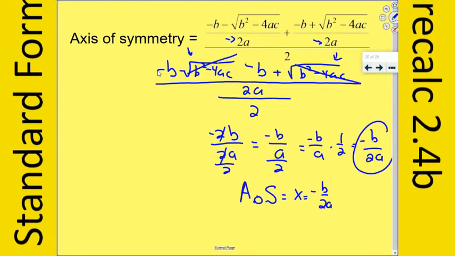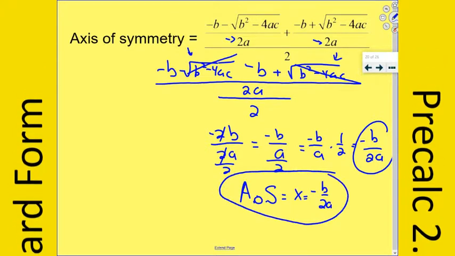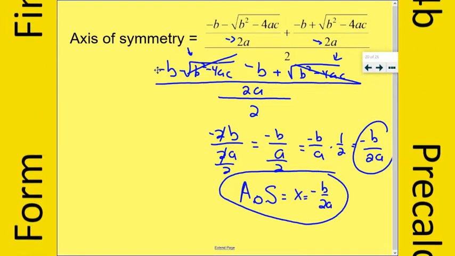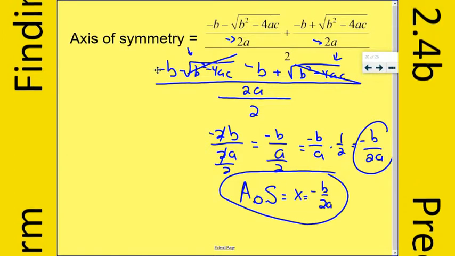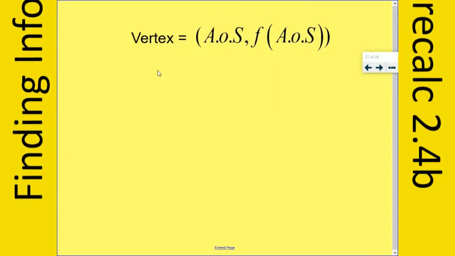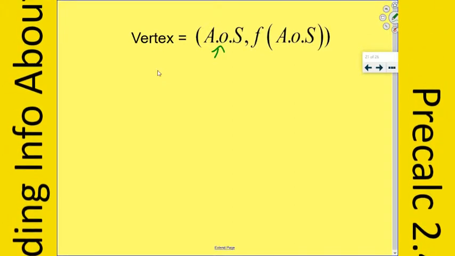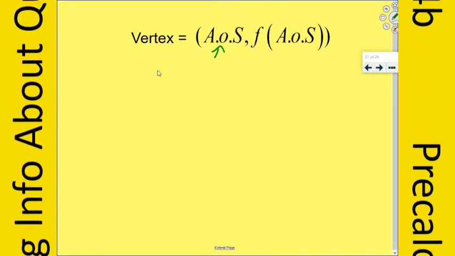Okay? So, keep this idea in mind. Our axis of symmetry is equal to negative b over 2a. Whenever we want to find our vertex, whatever value we find for our axis of symmetry, we are going to plug that in.